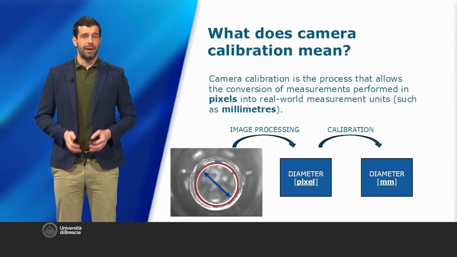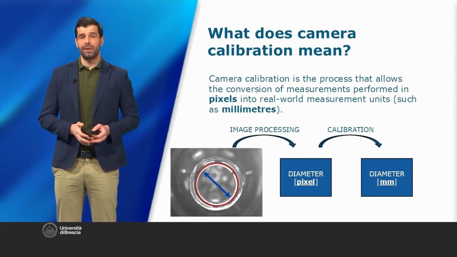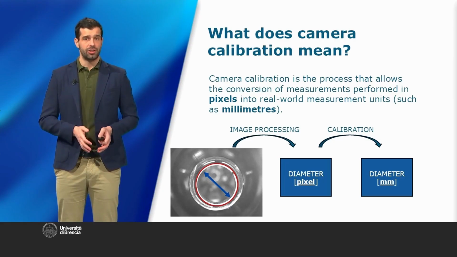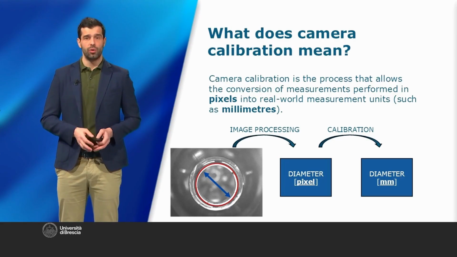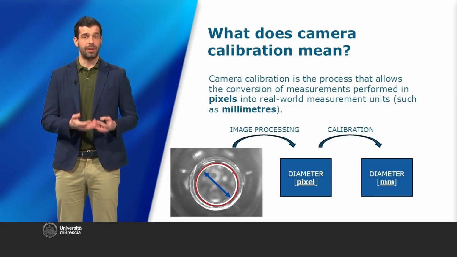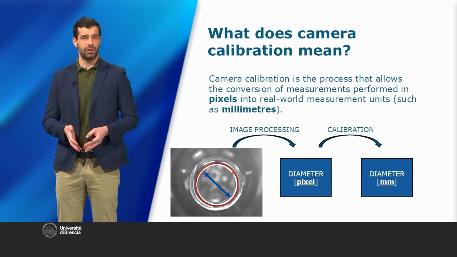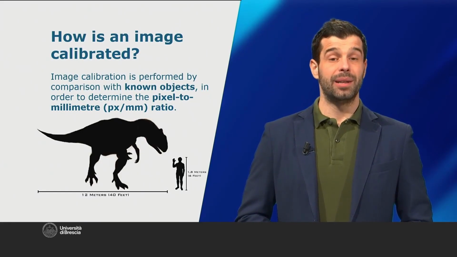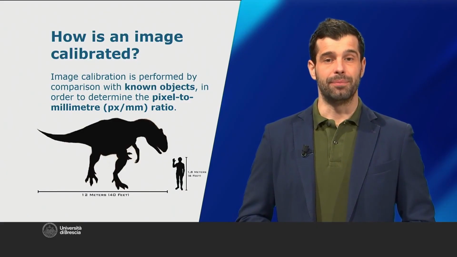So, what does it mean to calibrate a camera? Calibration allows us to convert a measurement taken in pixels, the unit of measurement for the camera, into a real-world unit, like millimeters. With image processing, you can get the measurement in pixels, and with calibration, you can get that same measurement in millimeters. After seeing what calibration is for and what it means to calibrate a camera, let's now look at how image calibration is done by comparing with known objects.